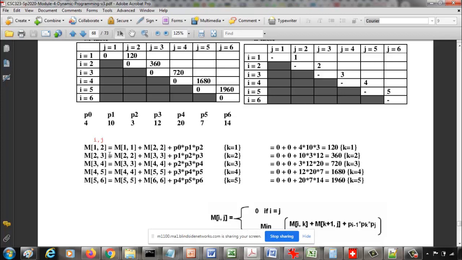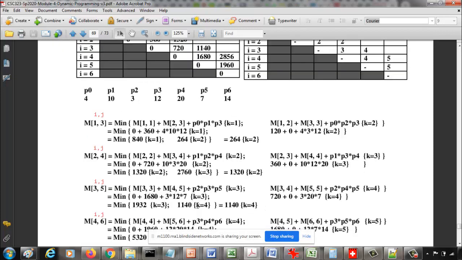Similarly, M of 2 comma 3, K is 2, because between 2 and 3, k can take only the value 2. So we fill up using the recurrence. It is 360 multiplications for K equals 2, and 720 where K is 3, 1680 where K is 4, and so on. I hope you can do that now. Just substitute: you fix i and j and just change the K values, and here there's only one K value for each case. Just plug in the K value, come up with the row and column IDs, and pick up the numbers from the cells in the M table.